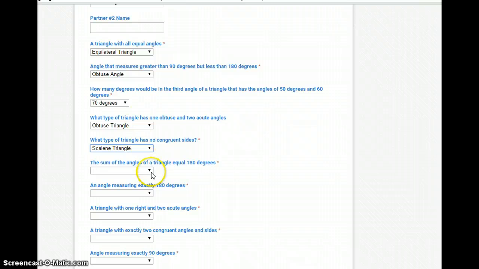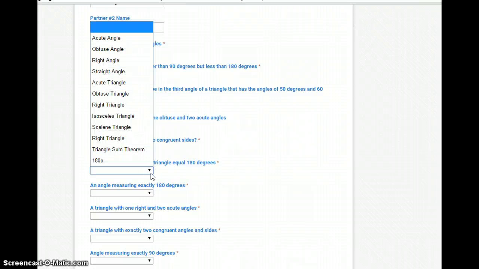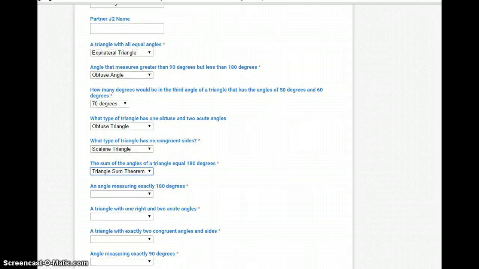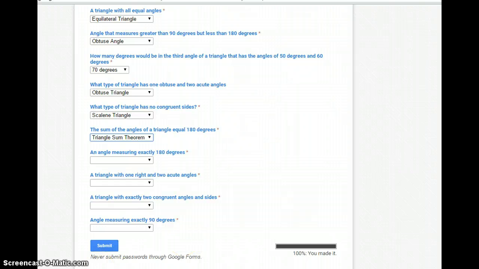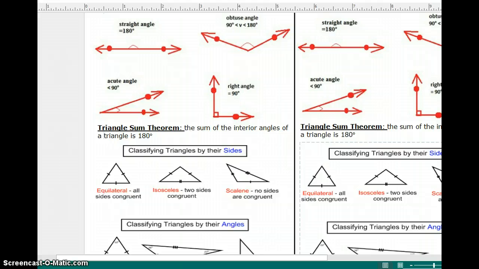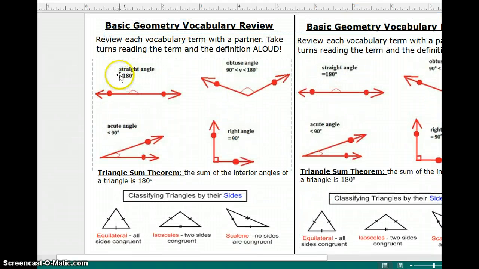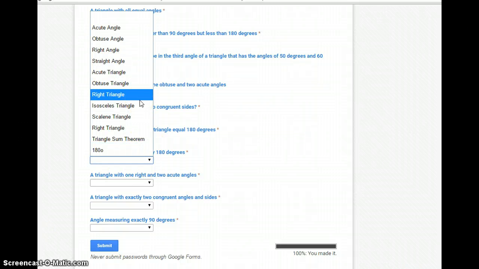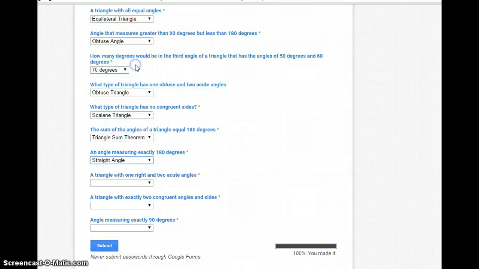The sum of the angles of a triangle is equal to 180 degrees. Well, that's a true statement. A lot of people wanted to pick true, but that's not an option. We already saw that's called the triangle sum theorem. An angle measuring exactly 180 degrees. So if we go back to our review sheet, a straight angle equals exactly 180 degrees. So we go to straight angle.